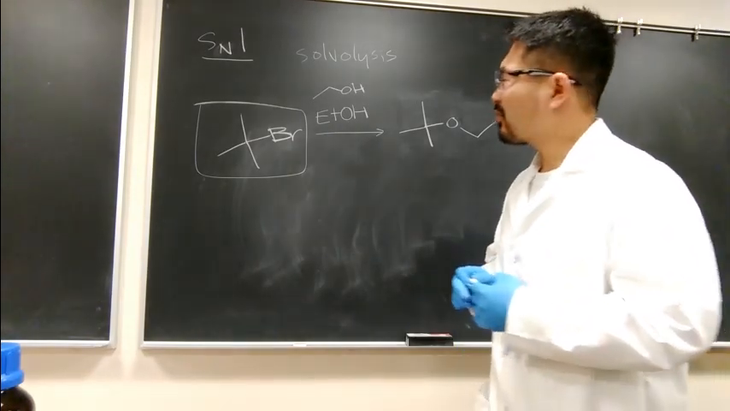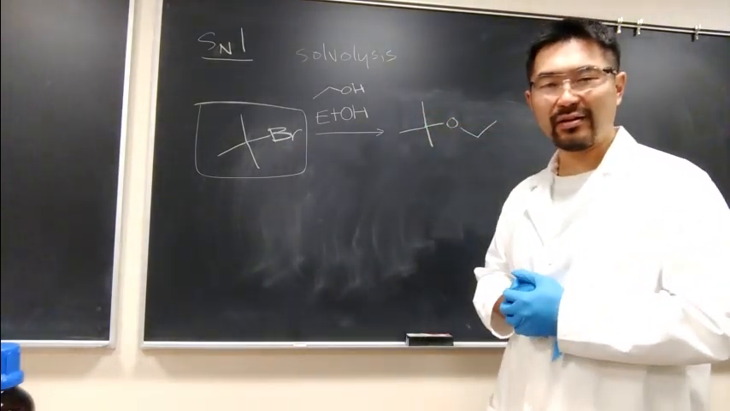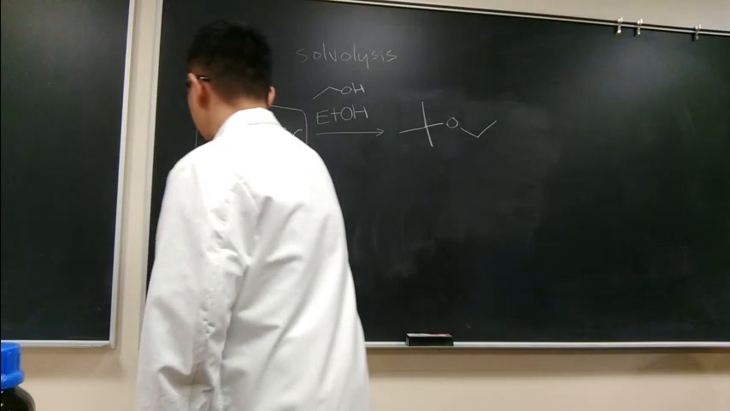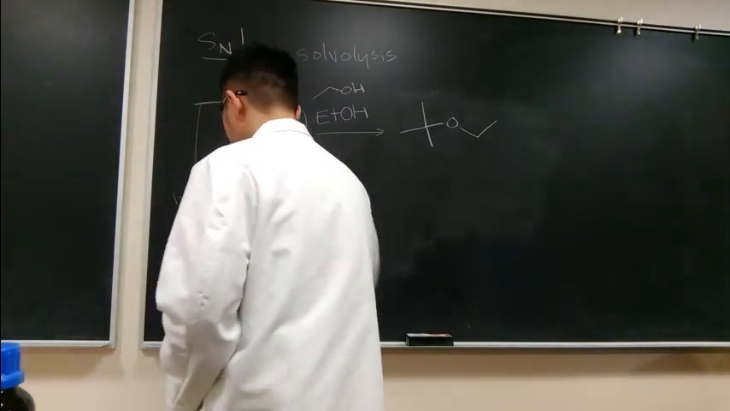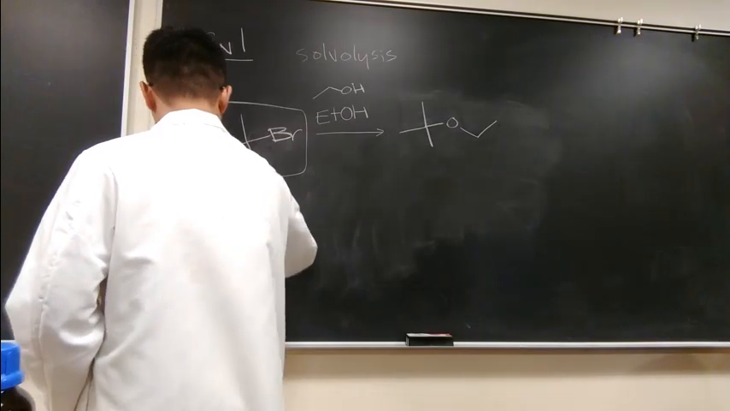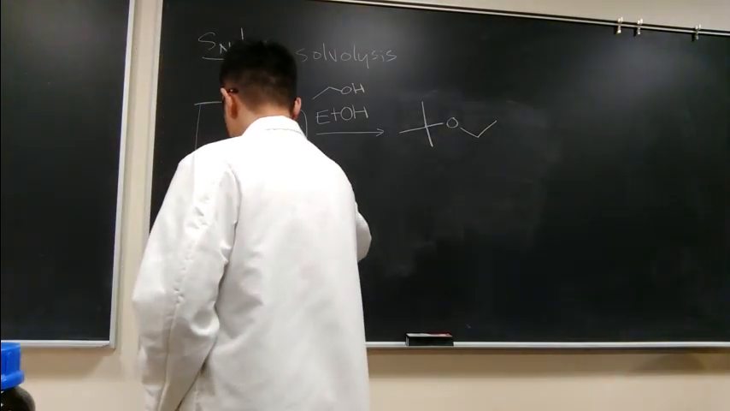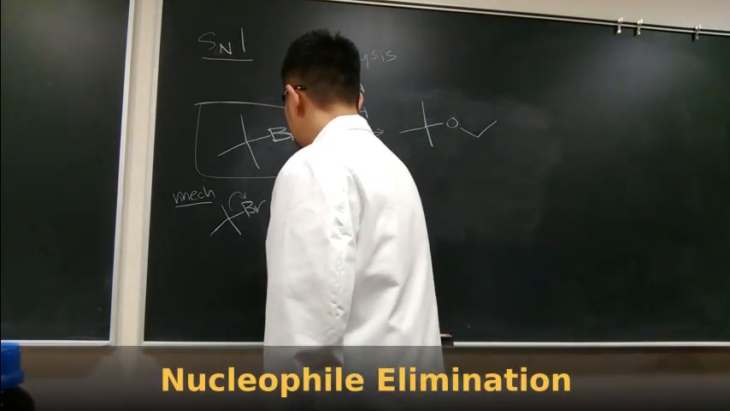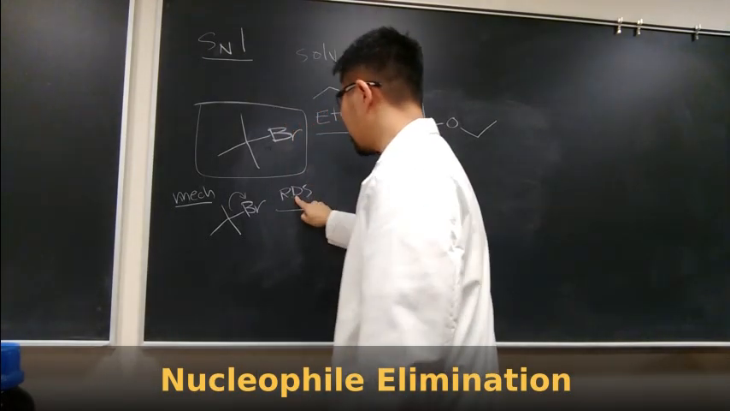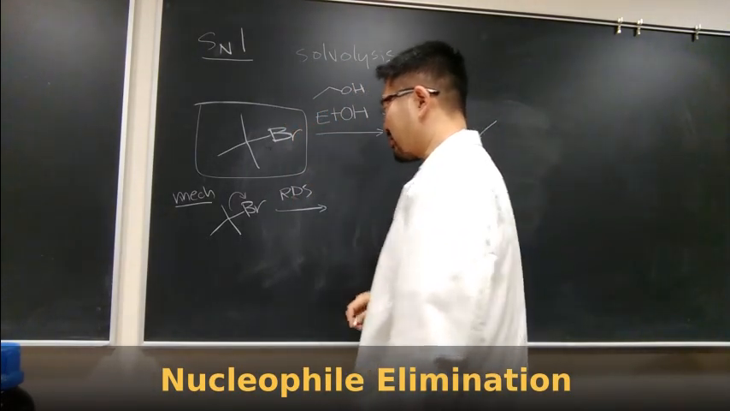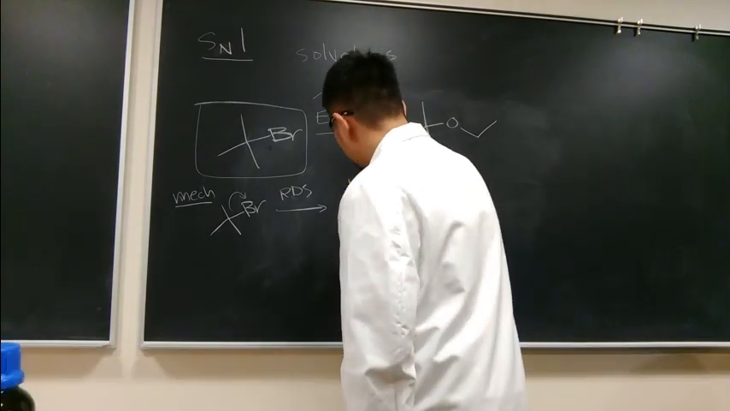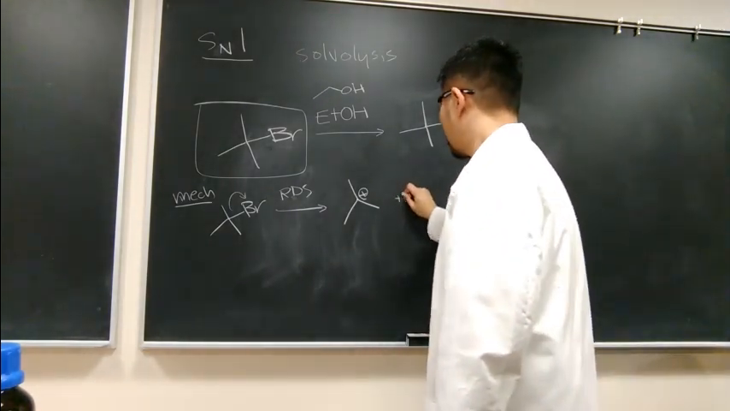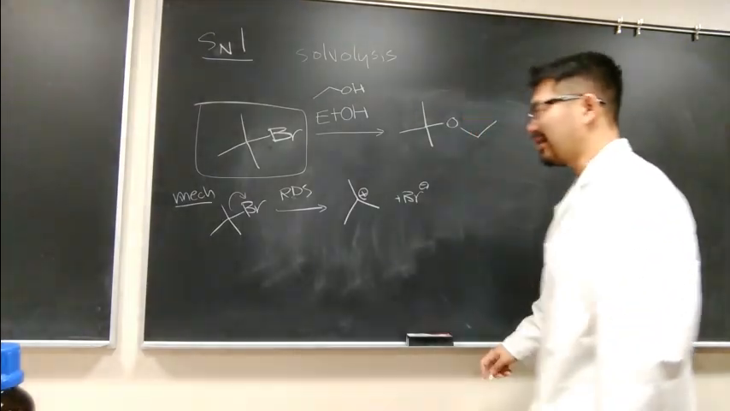But anyway, going back to the idea that it's a unimolecular rate determining step, what needs to happen is the leaving group actually has to leave. And so in the mechanism, the first step that's going to happen is the leaving group leaving. This is also the rate determining step. It's a fairly slow process compared to other steps. And the end result is you get a carbocation and the leaving group that left.